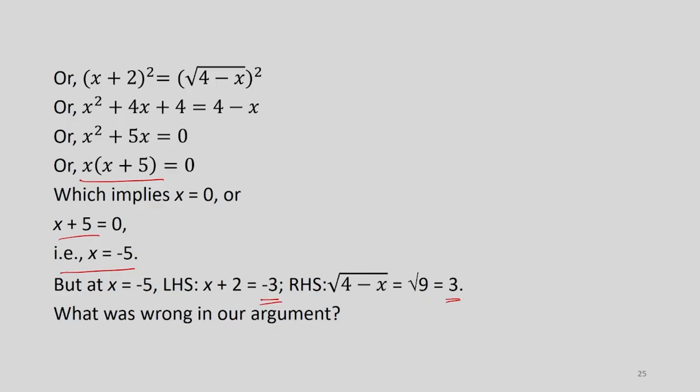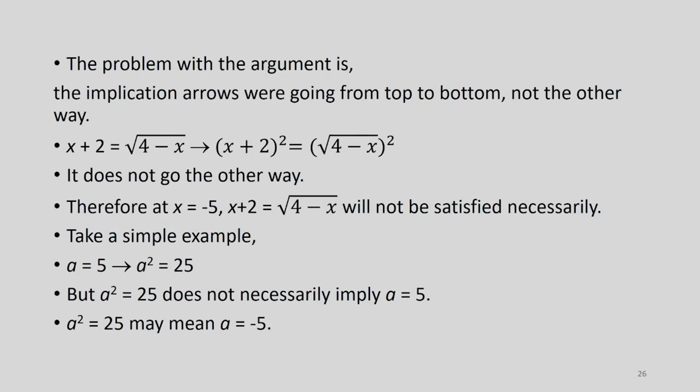What is that mistake? The mistake is with the necessary and the sufficient condition. The problem with the argument is that the implication arrows were going from top to bottom, not the other way. So, an example is given here. We started from this one and we came here, and the implication arrows were going like this, from the left hand side to the right hand side. It did not mean that from the right hand side we can go to the left hand side, right. Left hand side is sufficient for the right hand side, but the right hand side is not sufficient for the left hand side, right.